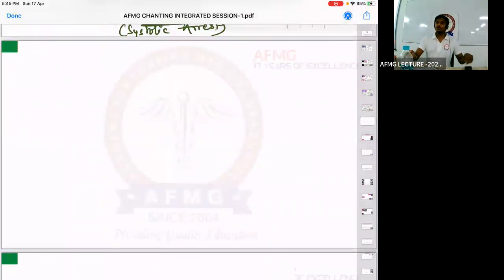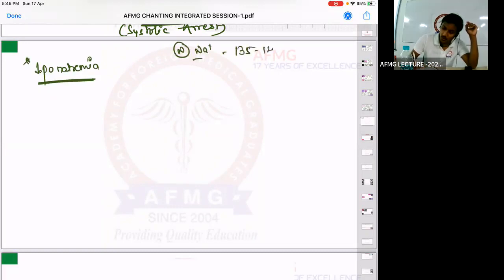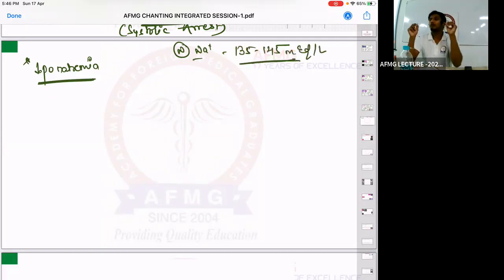Sodium. Most important, this is the most common one that will come to you in a hospitalized patient. So if they ask you the most common electrolyte abnormality in a hospitalized patient, what should the answer be? Hypo or hyper? Hyponatremia. The most common would be hyponatremia. Normal sodium values are 135 to 145.